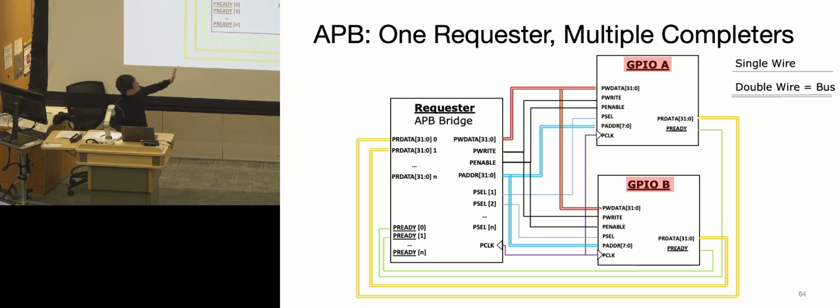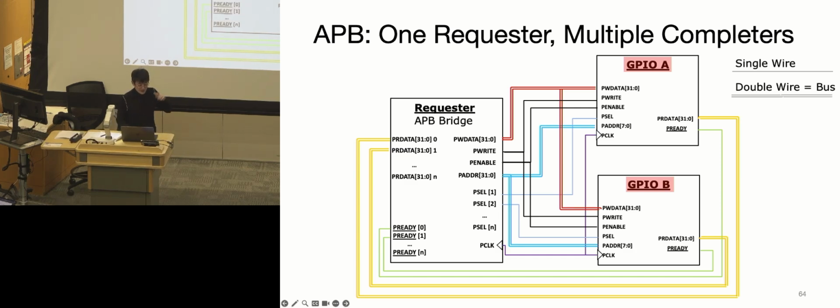We went through this in the class, but what's important to know is that the write data goes to all of these peripherals, and the address will also go to all of them. The only different one is the p-select. The p-select will only go to one peripheral per peripheral. All the others, like p-enable, p-write, p-address, are shared between peripherals.